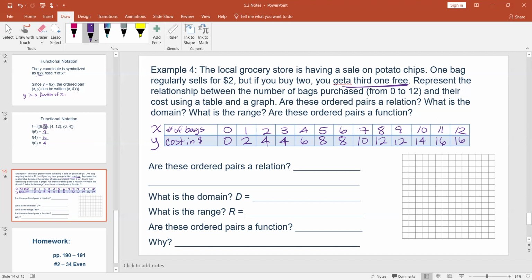Are these ordered pairs a relation? So again, think of all of these: the number of bags is your X and the cost is your Y. Are these ordered pairs a relation? Well, yes, because each one is an X and a Y. And we have a full set of ordered pairs. So yes, a set of ordered pairs is always a relation.